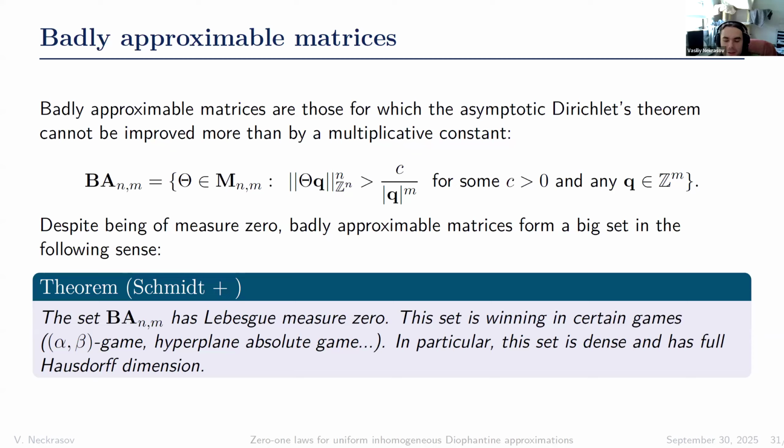I will probably skip the introduction of badly approximable numbers. It will not be too important for us. What property does this set have? It has measure 0, the set is winning. This is all rather well known, and the idea is that it's the set of matrices that asymptotically cannot be approximated better, up to a multiplicative constant, than guaranteed for all matrices by Dirichlet's theorem.